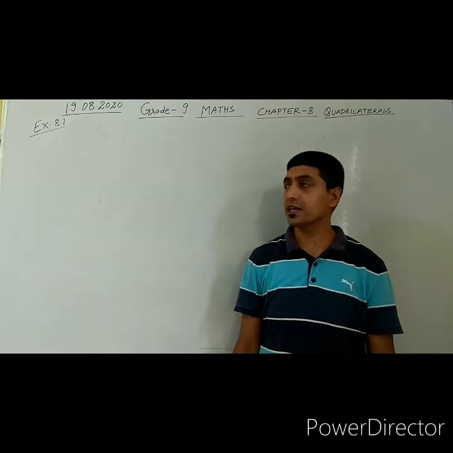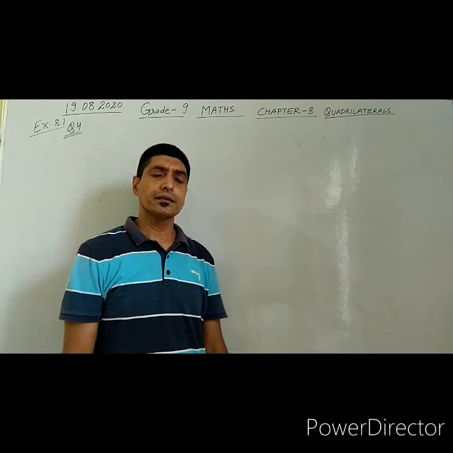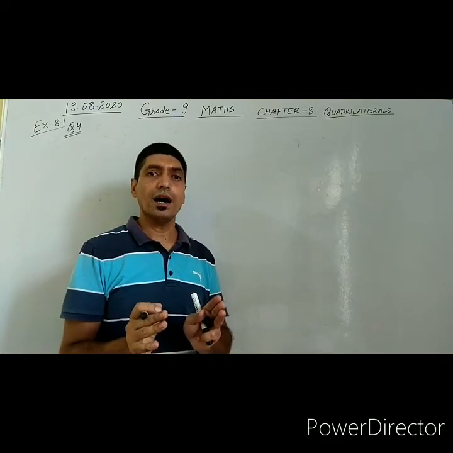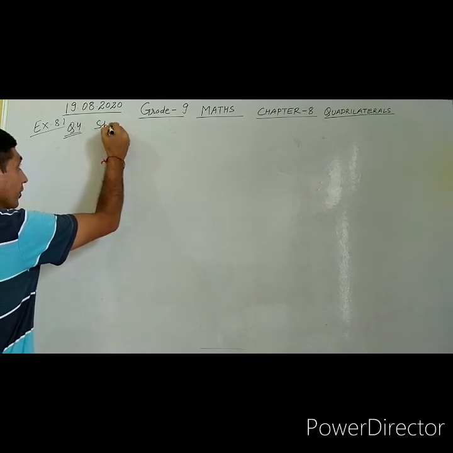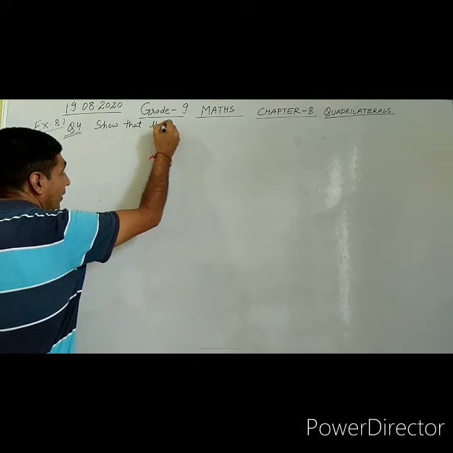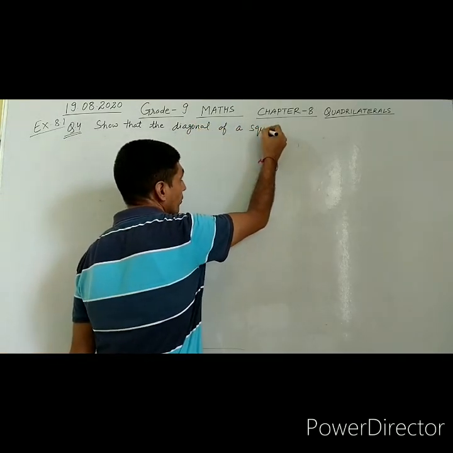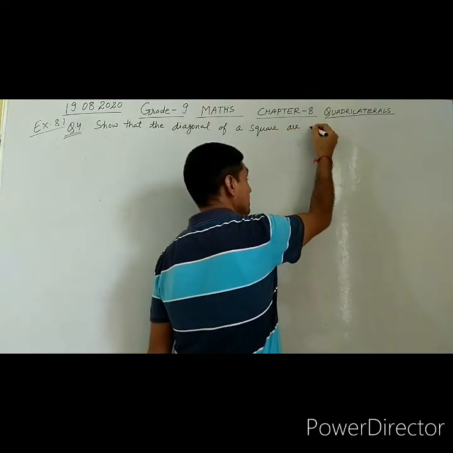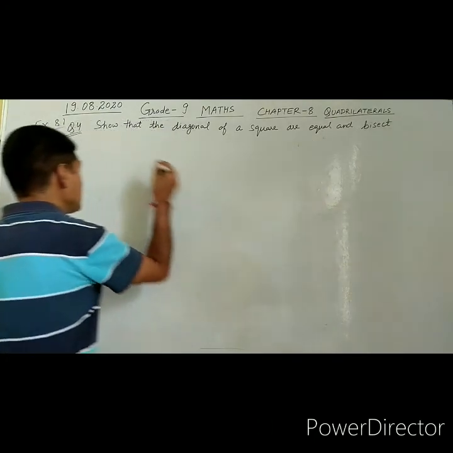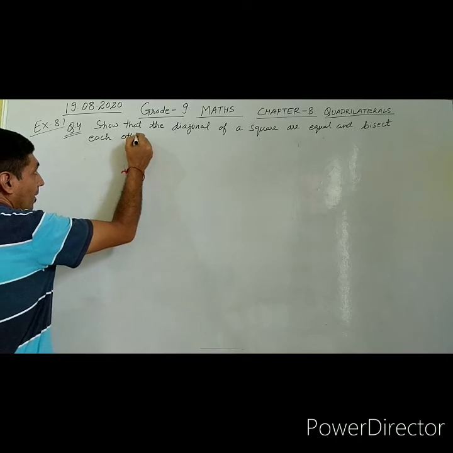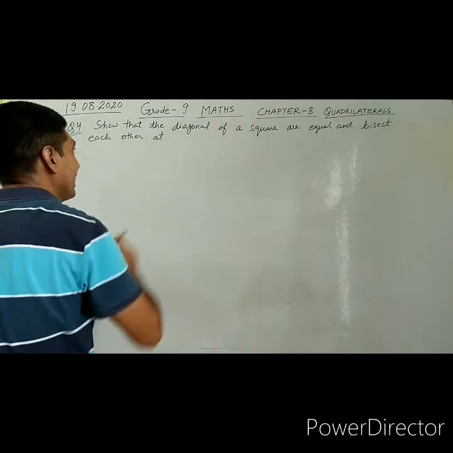Now question number 4 of exercise 8.1. The statement is, show that the diagonals of a square are equal and bisect each other at 90 degrees, or at a right angle, right?